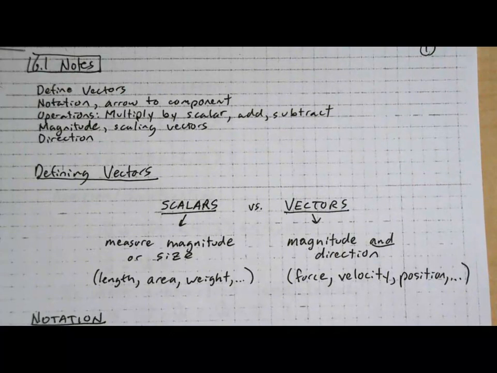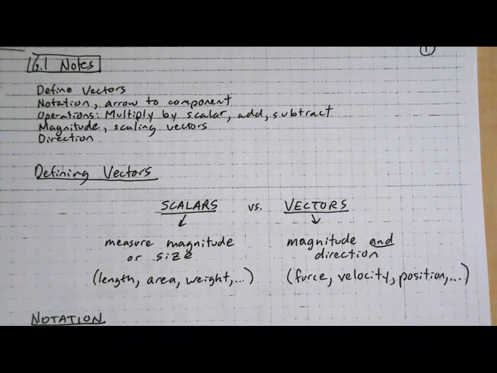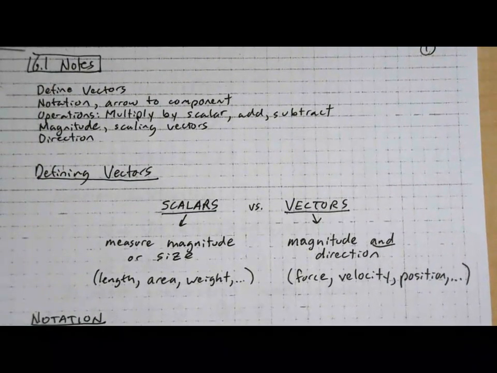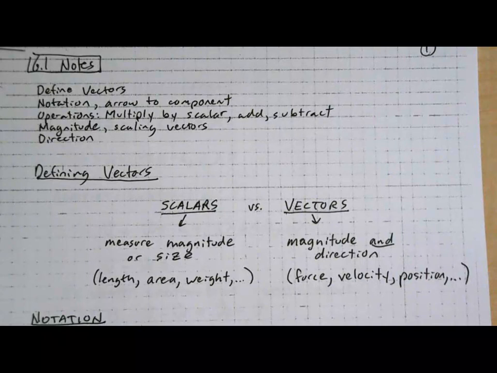So we got to define vectors, and for me the easiest way is to compare it to a scalar. So numbers that we're used to dealing with in math, most of those numbers are scalars. Scalars are numbers or measures that indicate the size of something, so length and area and weight. Vectors indicate both magnitude and direction.